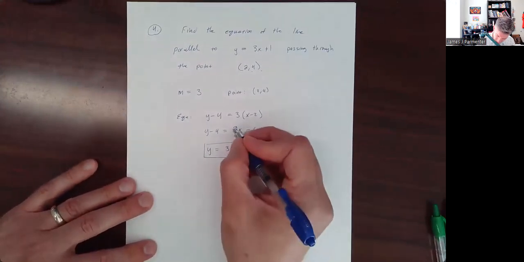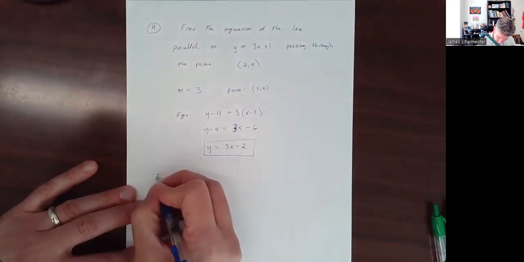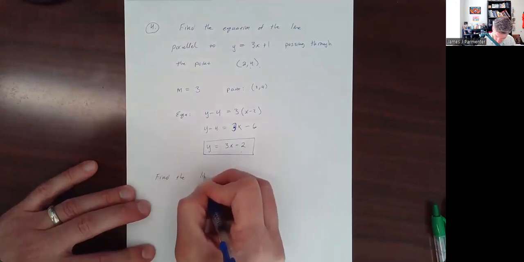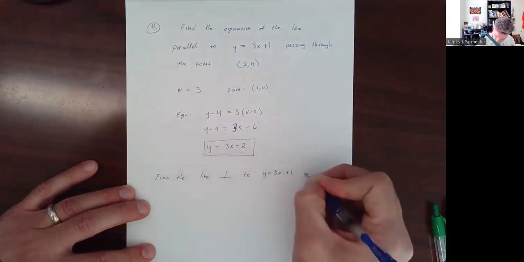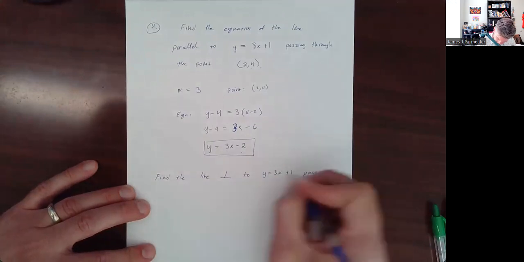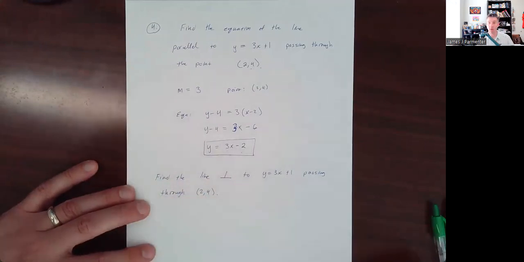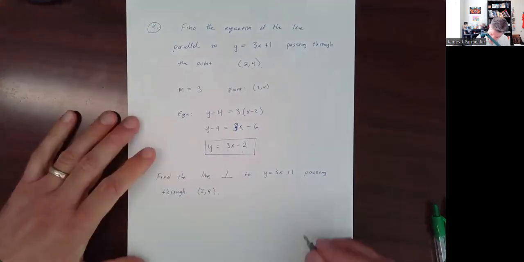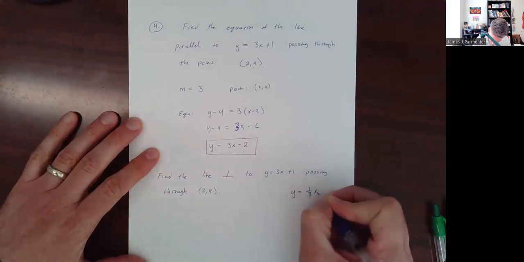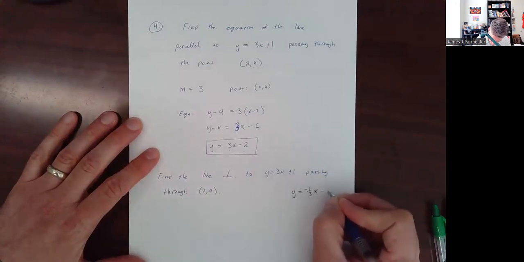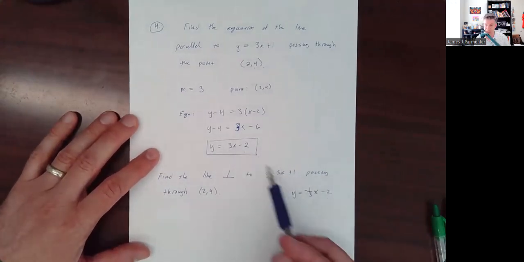Let's continue with this example. Sorry, that threw those hands there. Let's go ahead and also find the line perpendicular to y equals 3x plus 1, also passing through the point (2, 4). Word of warning, the answer here is not going to be y equals negative 1/3 x minus 2. Even though the slope is negative 1/3, the y-intercept isn't going to be the same, right?